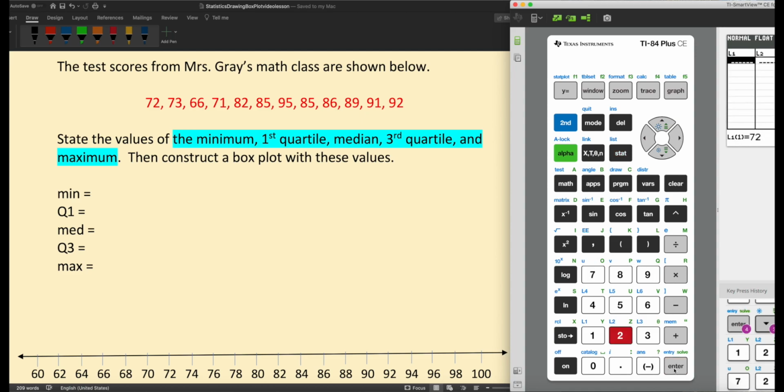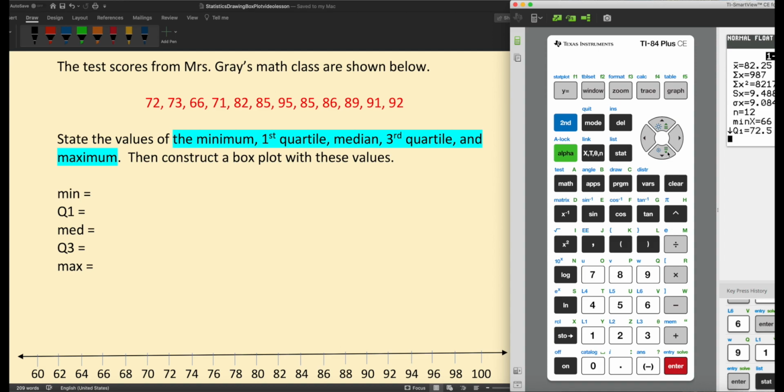72 enter, 73, 66, 71, 82, 85, 95, 85, 86, 89, 91, and 92. And now to get your info, it's stat, right, enter.